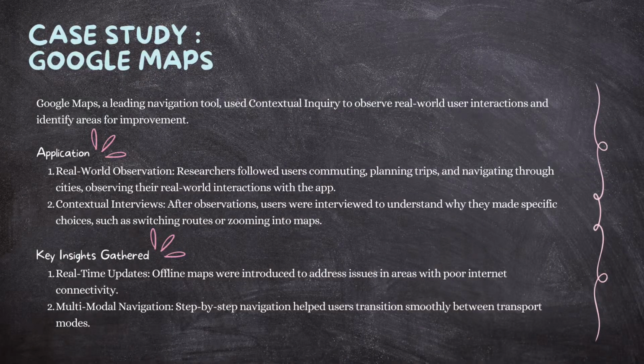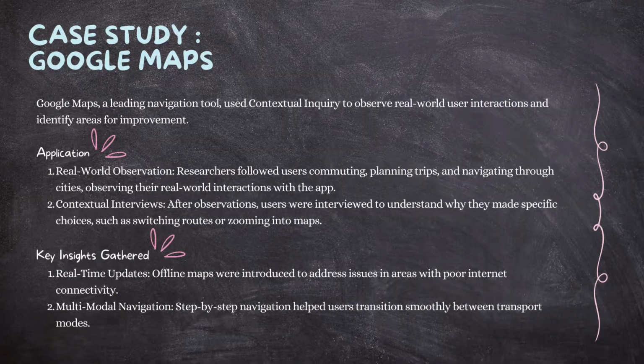Let's take a closer look at how contextual inquiry was successfully applied in the development of Google Maps, a leading navigation tool. Google used contextual inquiry to better understand how people navigate in real-world scenarios. So what they did? First, real-world observation. Researchers observed users in various contexts, such as commuting to work, planning trips, and navigating through cities. These observations allow them to see how users interact with the app under real conditions, including situations with poor connectivity or high stress. Next, contextual interviews.